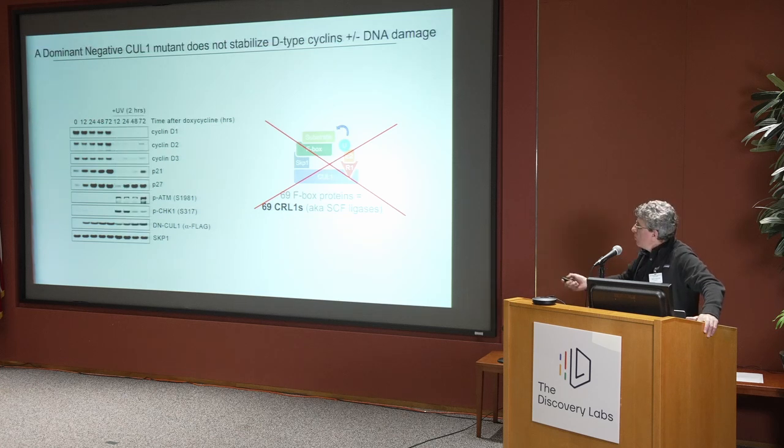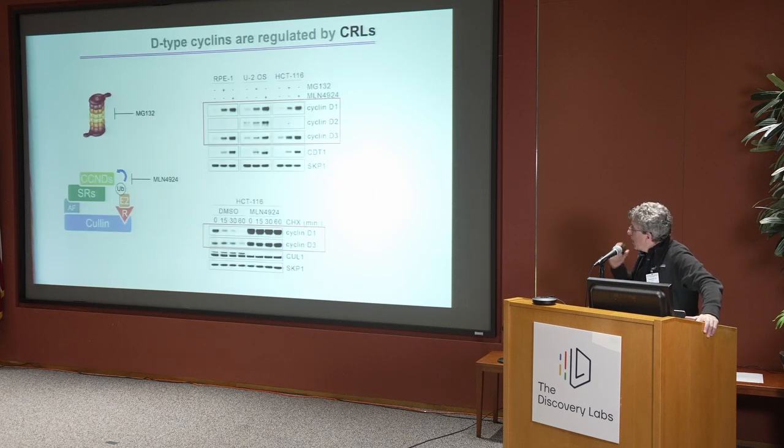This is true also when we enhanced the degradation of cyclin D1 with DNA damage. Again, no effect when we induce dominant negative CUL1. So this simple experiment suggests that CUL1, SCF, CRL1s don't play any role, increasing doubts about all these studies that I have shown you before.